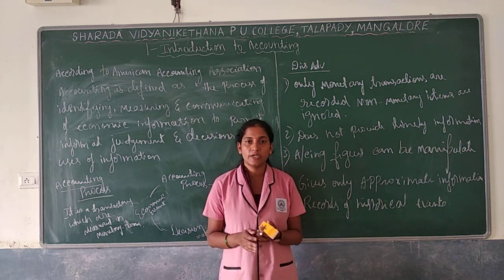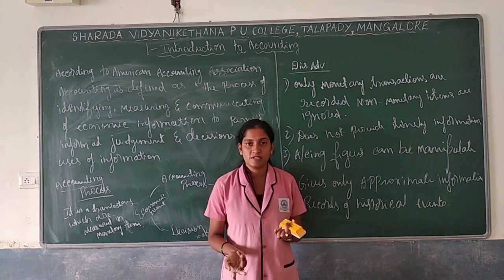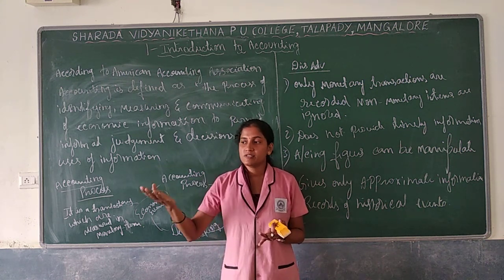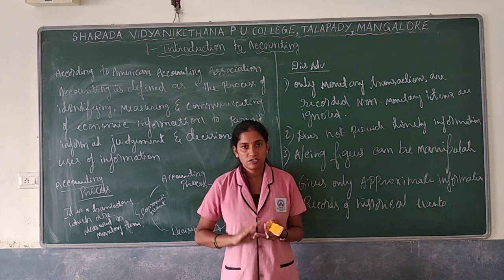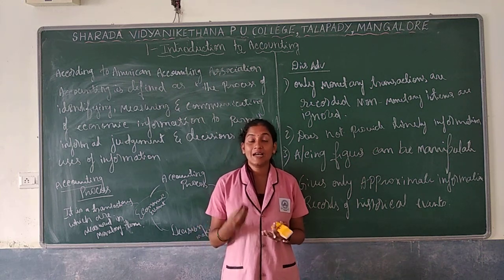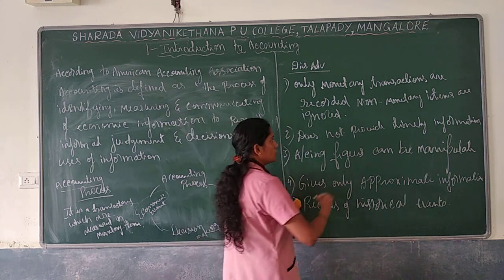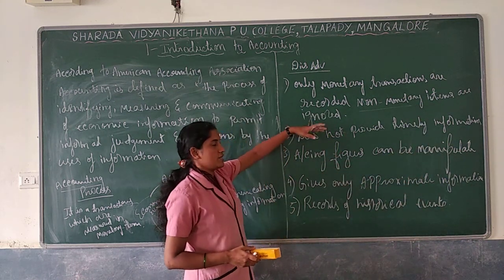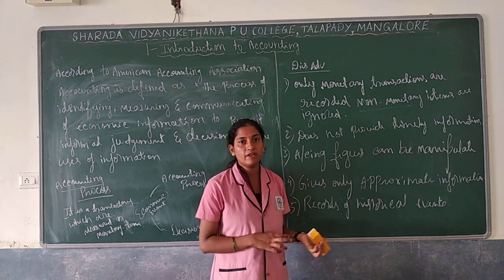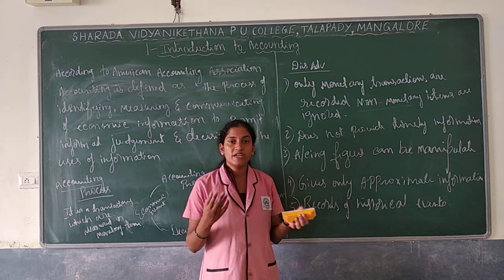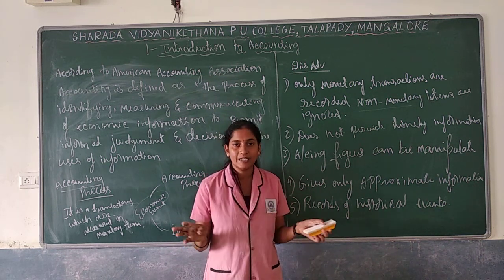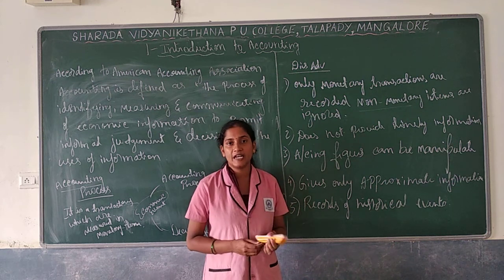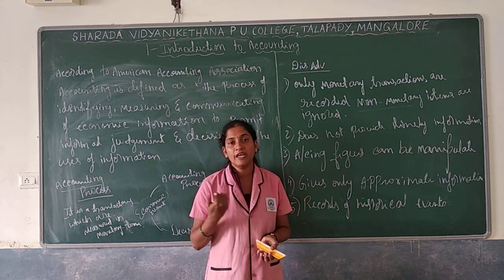For example, a person got retired, or a person came to the business, or a person is not well. All of that we will not record. That is non-monetary, which cannot be measured in terms of money, so it is not recorded. This is why we call it a disadvantage: accountancy gives only the monetary details, and non-monetary details cannot be taken from accountancy.